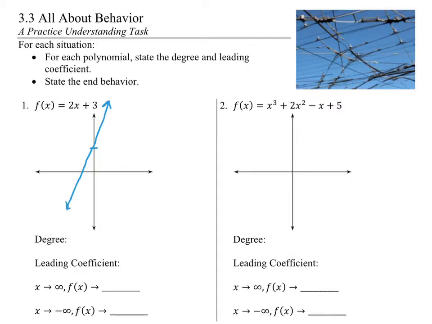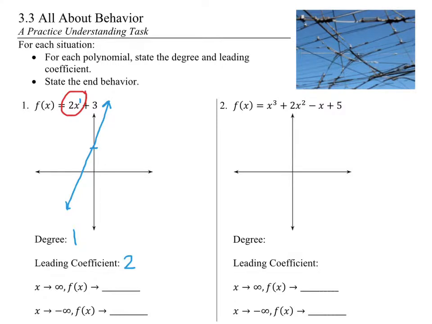Remember in 3.2, we discussed that the degree is the biggest exponent. There's not an exponent on the x here, which means that there's a 1. So the degree of this polynomial is 1. The leading coefficient is the coefficient of the term with the biggest exponent. So I'm just looking at that first piece. So my leading coefficient here is a 2.